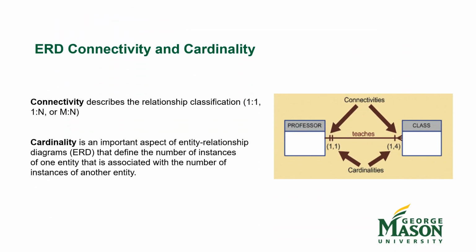ERD connectivity and cardinality. Connectivity describes the relationship classification. Cardinality is an important aspect of entity relationship diagram that defines the number of instances of one entity that is associated with the number of instances of another entity. In other words, cardinality specifies the relationship between entities by determining how many entities of each type can be related to one another.